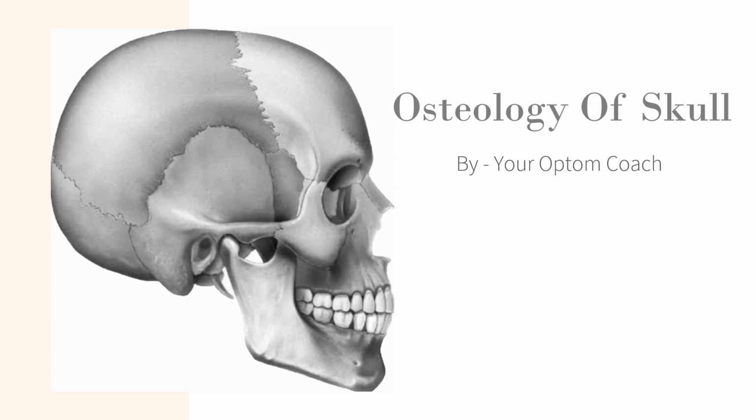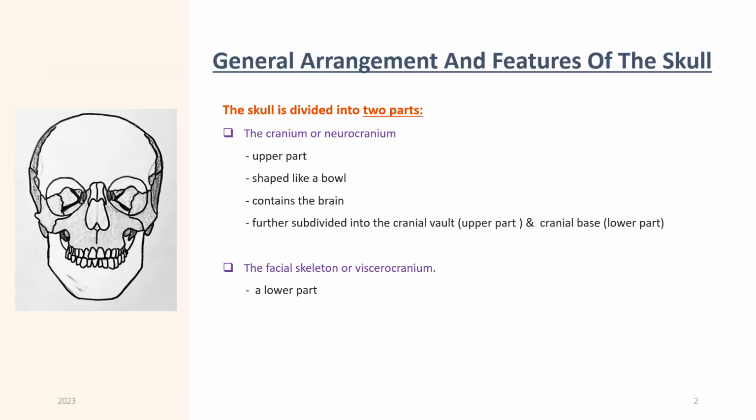Now, why is it important? Because the eyes are present in a protective covering which is formed by the bones called the orbit. This orbit is in turn a part of the human skull. So, we'll be discussing the osteology of the skull in brief.